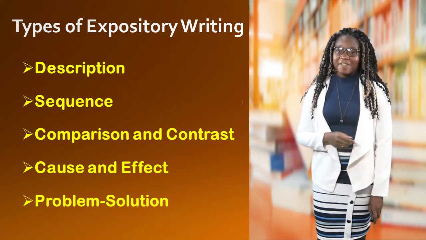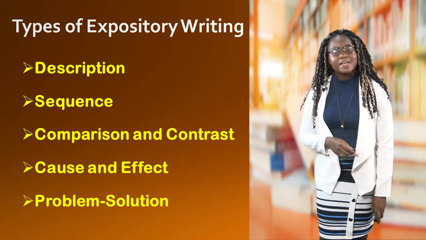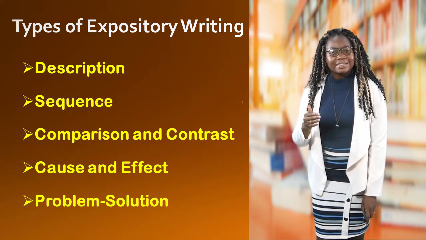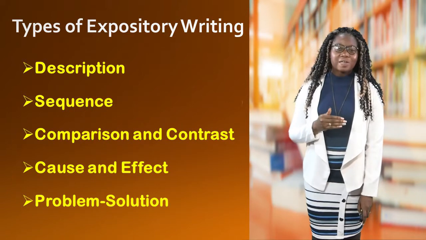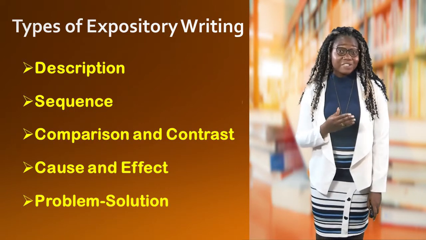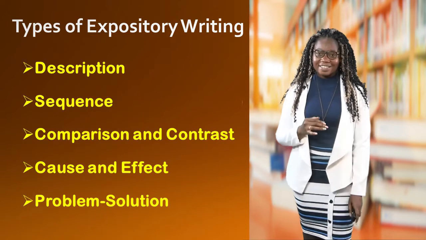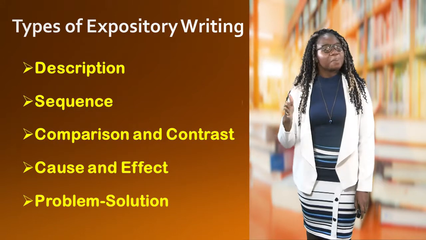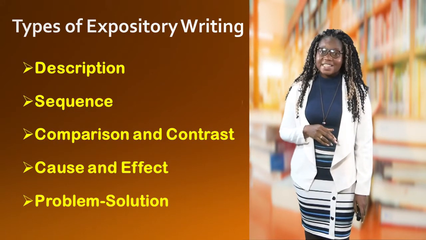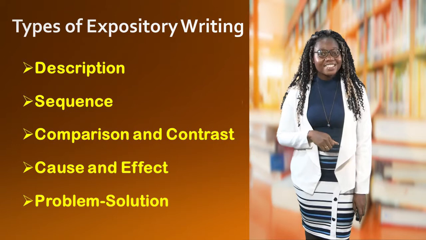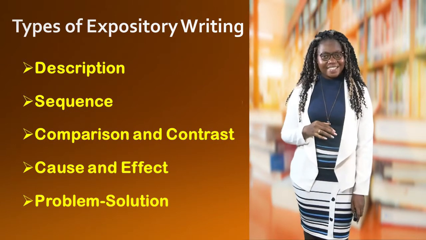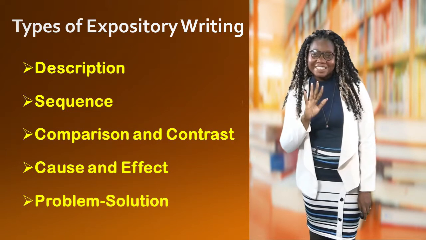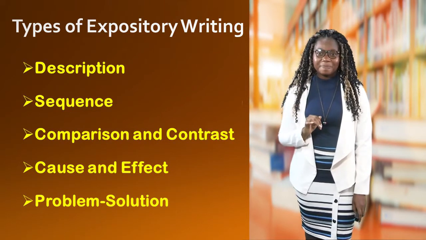Our second type of exposé is sequence. Here we give step-by-step detailed information, or we talk about a process. First you do this, and then you do that. Thirdly, and fourthly. So it's a sequential piece of writing. Thirdly, comparison and contrast. Let's go that again. Comparison and contrast. So you look for differences and similarities.